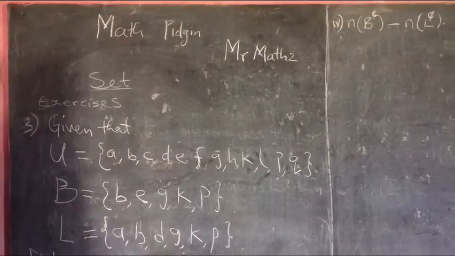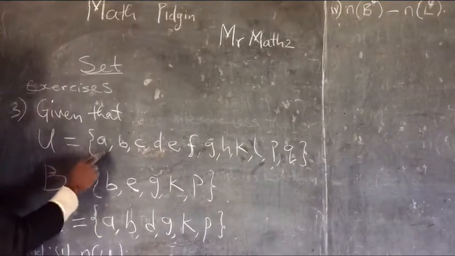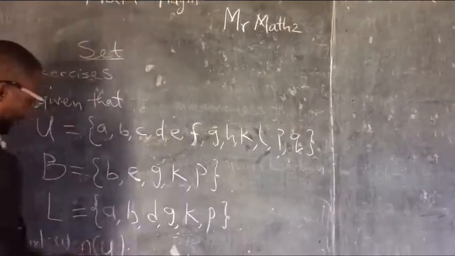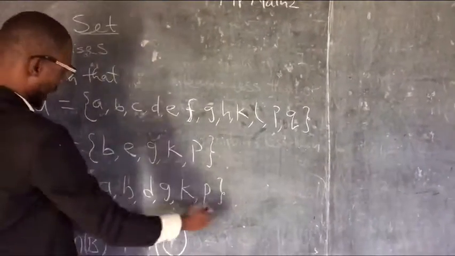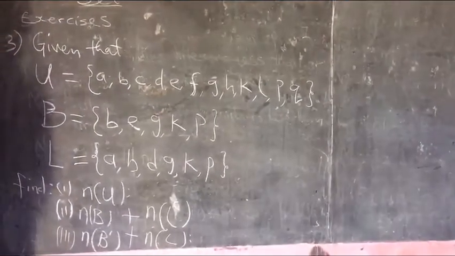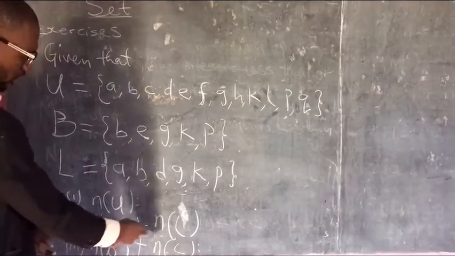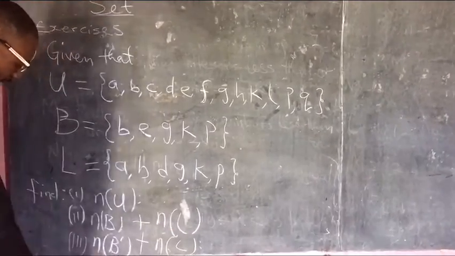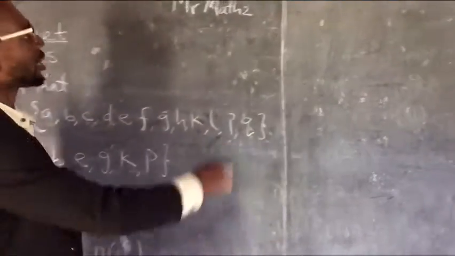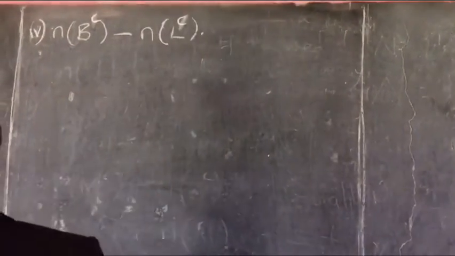See this question. People say it is simple, but to me I don't know. Given that U has these elements, B has these elements, and L has all these elements, they say find the cardinality of U. Then find the cardinality of B plus the cardinality of L complement. Then cardinality of B complement plus cardinality of L. And the last question says cardinality of B complement minus cardinality of L complement.